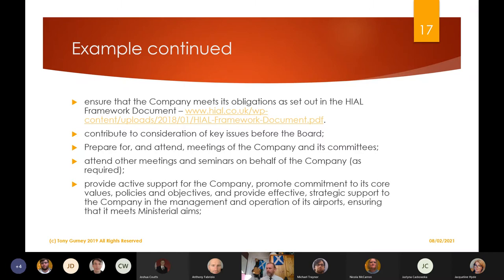They have to read the documents that are there. They have to understand them. And they have to be able to challenge them. And that includes getting information beforehand or talking about them during those meetings. They also have to be prepared to talk about those outside of the organisation. So attend meetings with other organisations or seminars, whatever it happens to be. And provide active support. So again, you can't provide support if you don't have any skills. So the people that are appointed to these things should have skills that enable them to do that. And it's not done there.